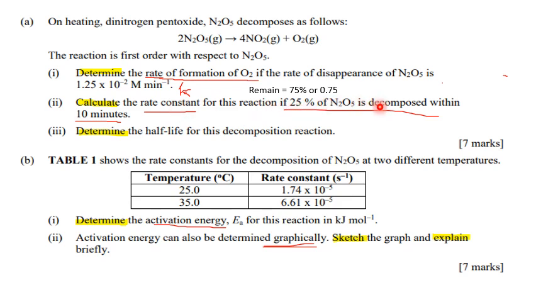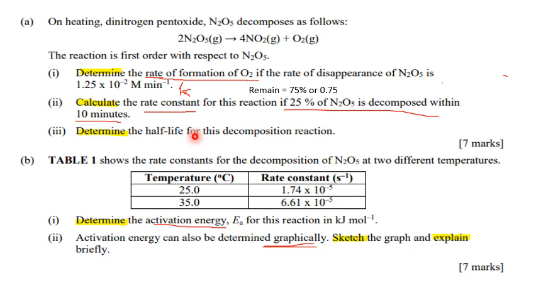Okay, 25% is decomposed, so the remaining is 75%. Because when we deal with the integrated rate law, we have to find the concentration at time t, which is the remaining concentration, within 10 minutes. Then A3, determine the half-life. So you must know the formula for half-life in first order. You must memorize this formula.